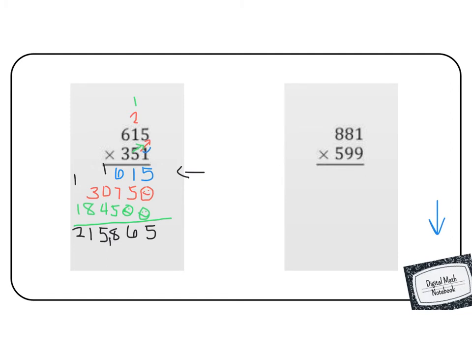Let's try this again with our next problem. First off, we're going to multiply everything by the 9. 9 times 1 is 9. Then we go diagonal. 8 times 9 is 72. 8 times 9 again is 72 plus 7. So 72, 73, 74, 75, 76, 77, 78, 79. So that would be 79.